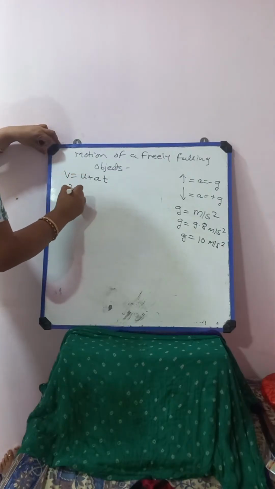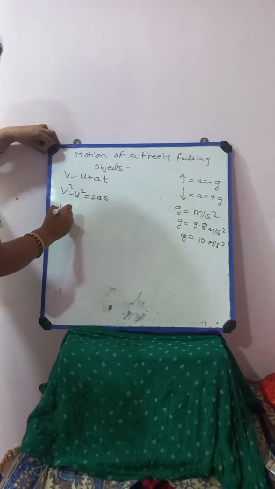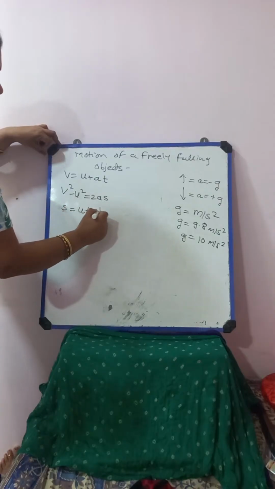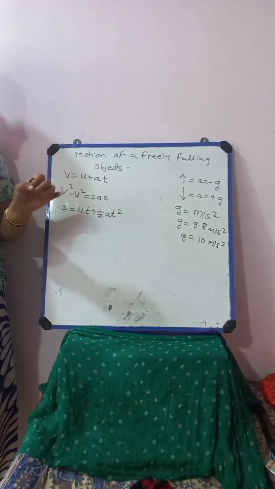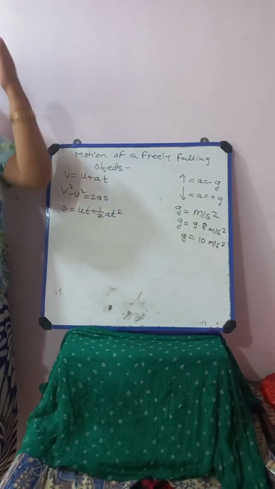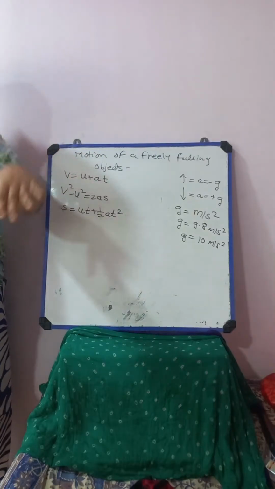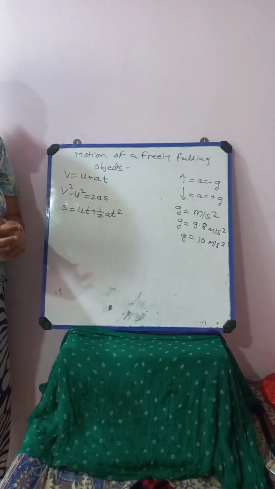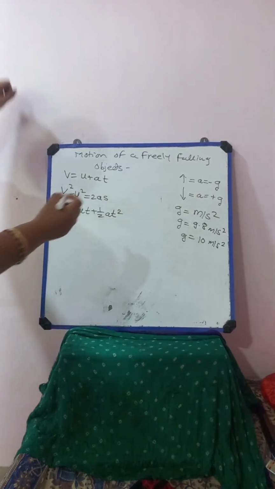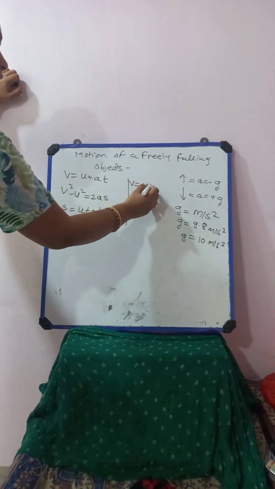Here we have v square minus u square is equal to twice of as, and s is equal to ut plus half at square. So these are the kinematics equations we just learned and derived. Whenever the object is freely falling, we don't want to derive anything, but we are replacing the acceleration. So how will these equations come? Look here.